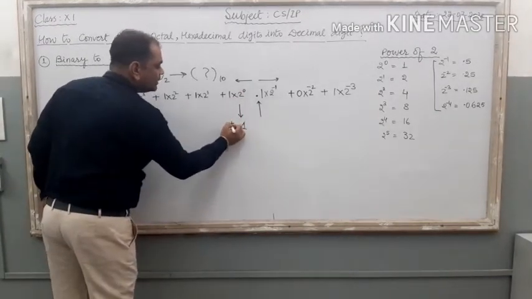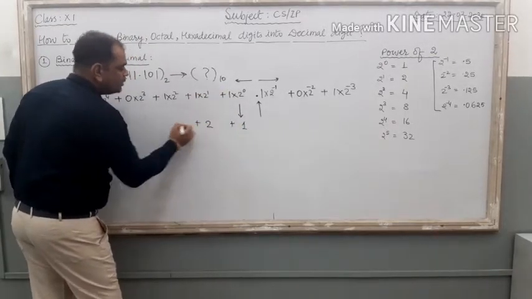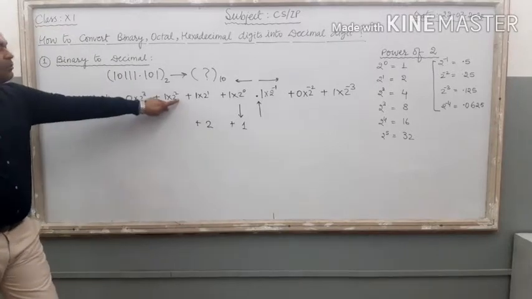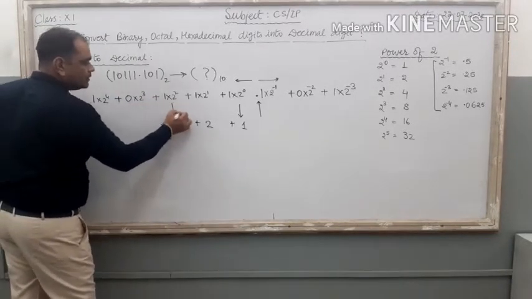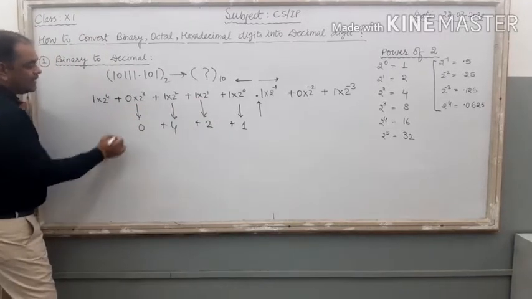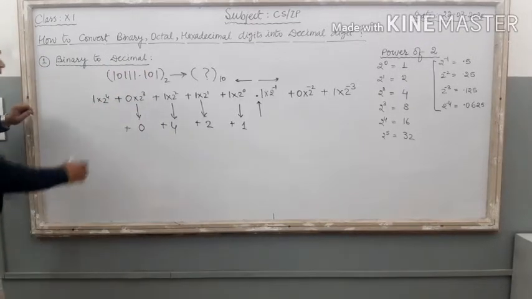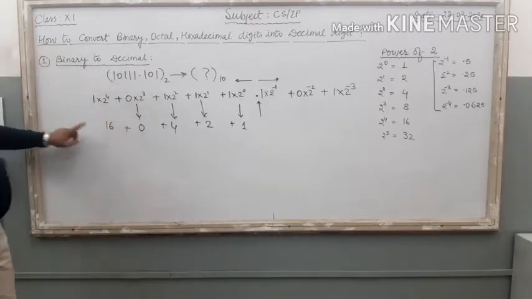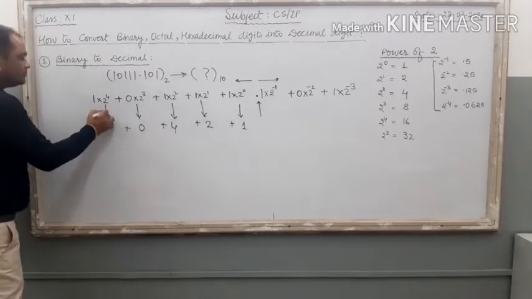What is the result of this one? It is 1, then plus 2 raised to power 1, 2 into 1, it is 2. Then plus 2 raised to power 2 means 4, 4 into 1, it is 4. Just check it out. Now 0 into 2 raised to power 3, it is 0. 2 raised to power 4, what is the value? 16. 16 into 1, it is 16. So 16 plus 0 plus 4 plus 2 plus 1, right?